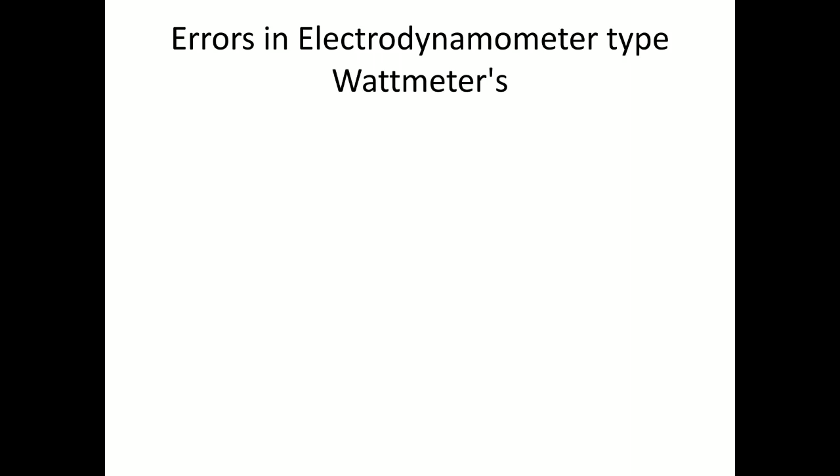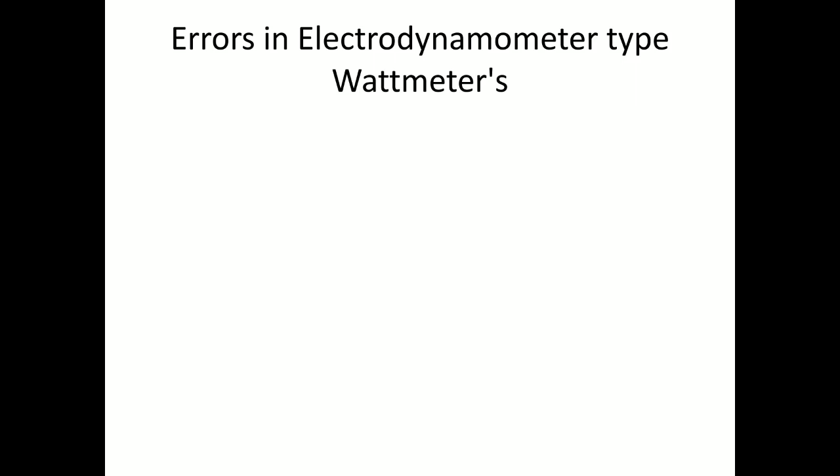Now the next topic which we are going to discuss in this lecture is the different types of error in case of electrodynamometer type wattmeter. Actually, this topic we have already covered, I think, in lecture number 6 or lecture number 7 of our course related to unit number 2, where we discussed the different types of error which commonly occur in analog type instruments, and there I told you about some 4 to 5 different types of error which normally occur in any type of analog instrument.